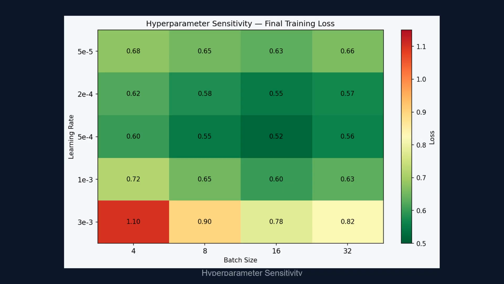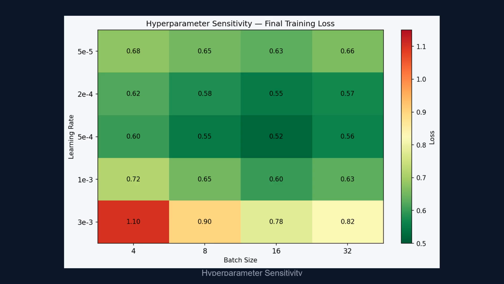This heat map shows final training loss across a grid of learning rate and batch size combinations. The axes range from learning rates of 5E5 to 3E3 and batch sizes from 4 to 32. The lowest loss values, around 0.52 to 0.55, cluster around moderate learning rates and smaller batch sizes.